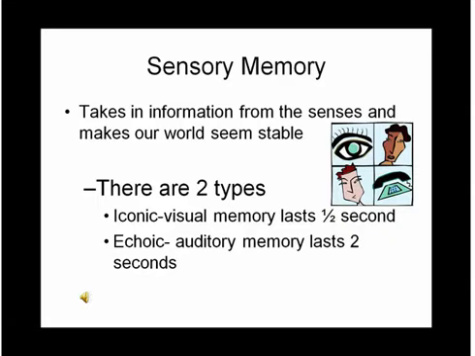Now, echoic memory is like you hear an echo in your ear. What echoic memory does is allow us to hear the beginning of the sentence and the end of the sentence and keep them together so you can make sense of it. If you didn't have echoic memory, by the time you got to the end of the sentence, you would have probably forgotten what the beginning of the sentence said, and then how are you going to make sense of it? So let's just go back. Sensory memory is a type of memory that's taken in from the senses, and it makes our world seem stable.